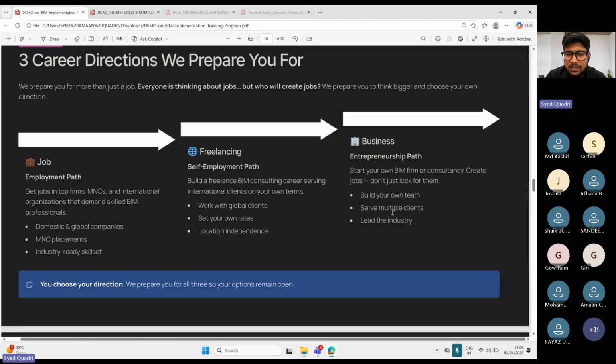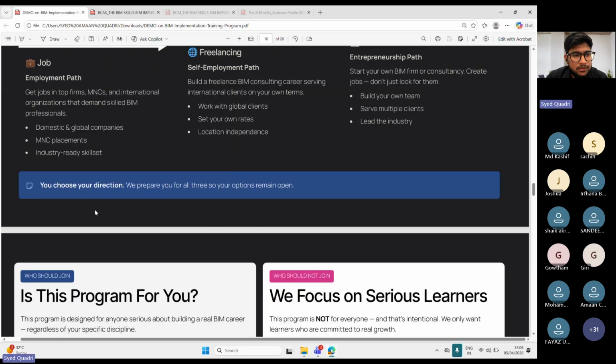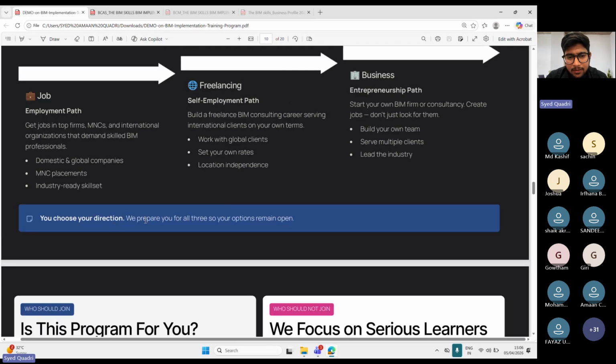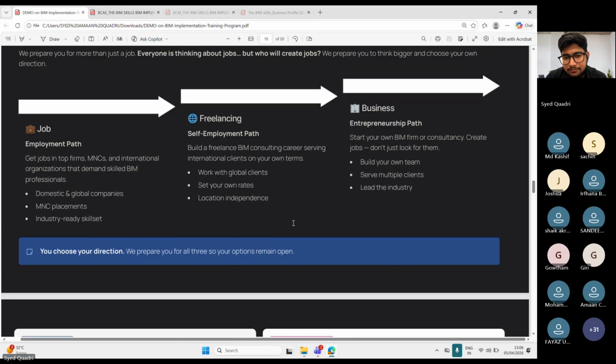At least if you're not able to create jobs, we can go for self-employment. We can give a job to ourselves, and that is possible in construction. So you choose your direction. We prepare you for all three, so your options remain open.